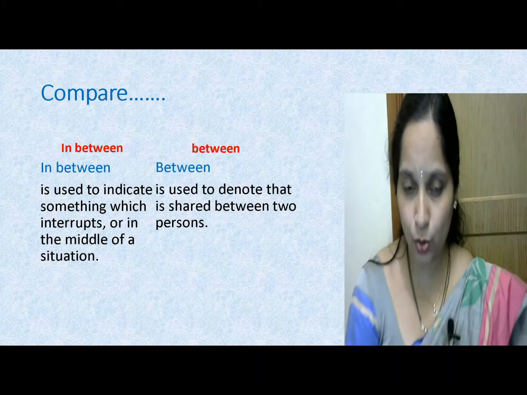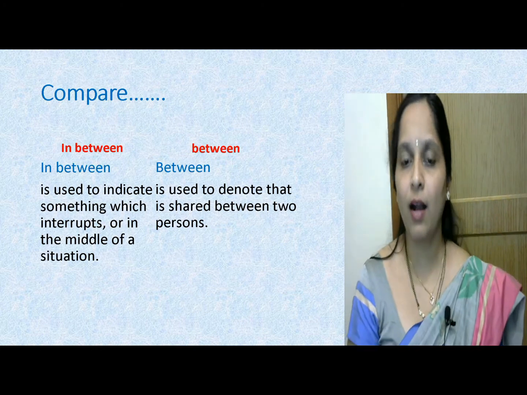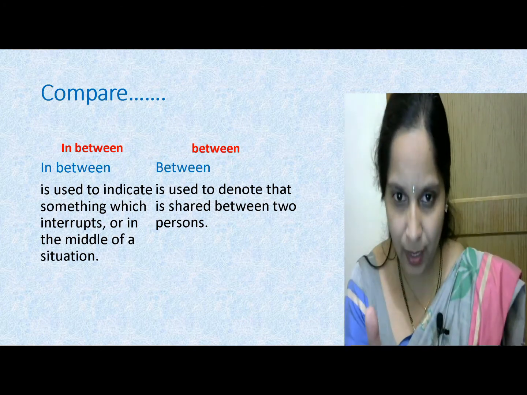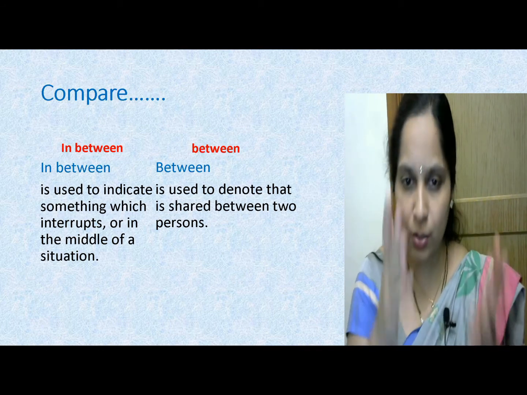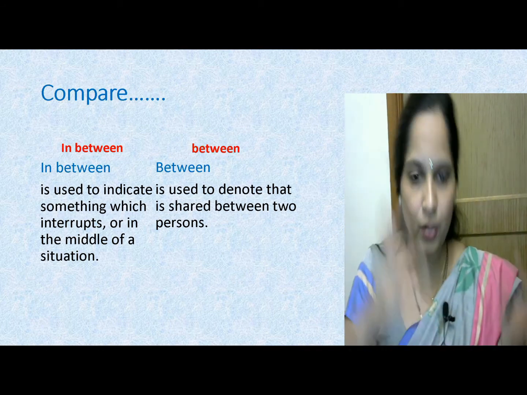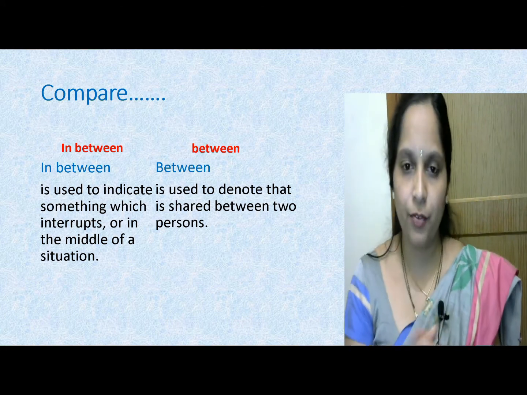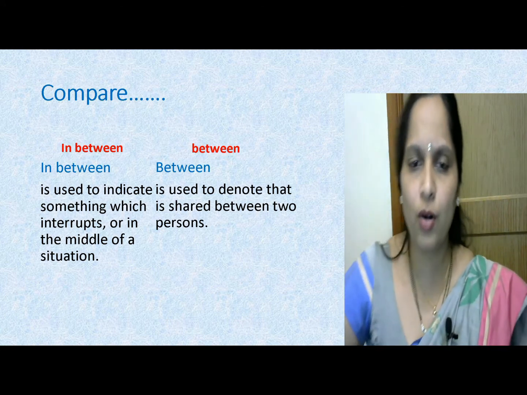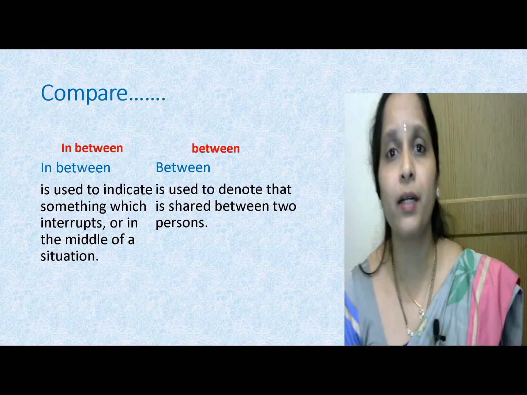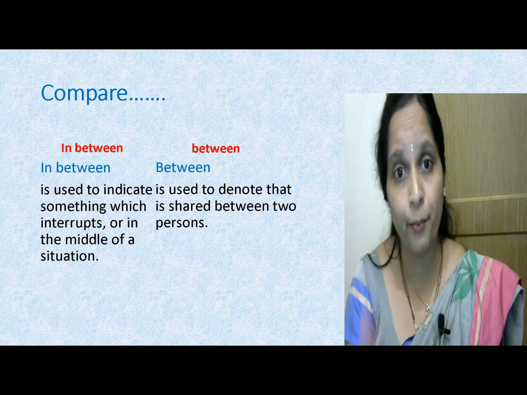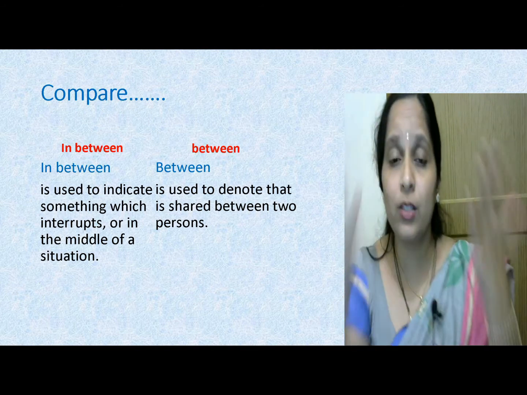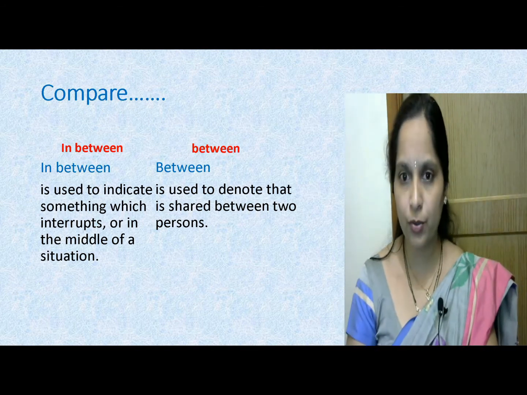The next two terms which we are going to discuss are in between and between. In between, as the name suggests, is used to indicate something which interrupts or is in the middle of a situation. Say, for example, the stock market surged to a record high in between the pandemic. So the action happened in between a situation. That is in between for you.